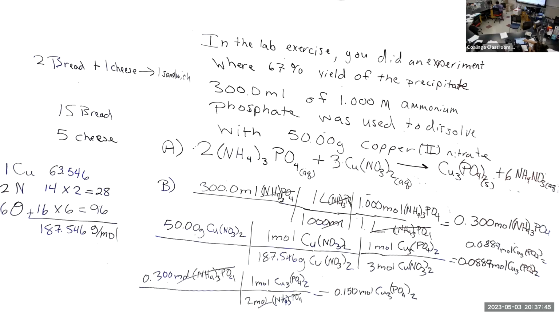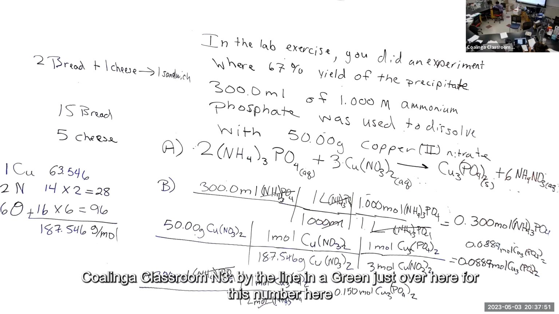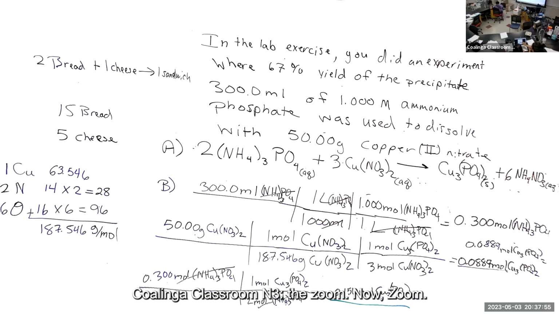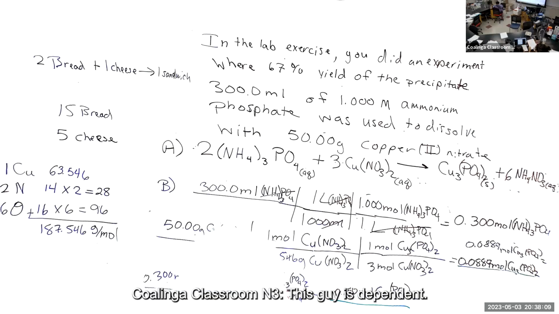Wait, between what? What are the numbers? Let me box them, underline them in green. This number here, or this number here. The 0.0887 is smaller than the other. Okay, so since it's smaller, that means that's going to be our limiting reactant, right? So that means the copper nitrate is limiting.